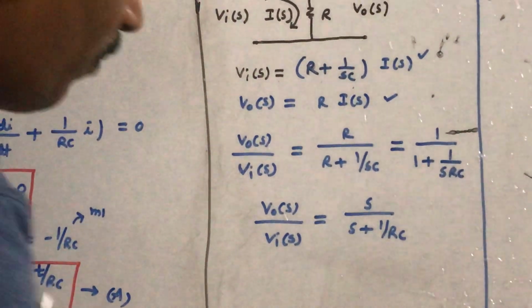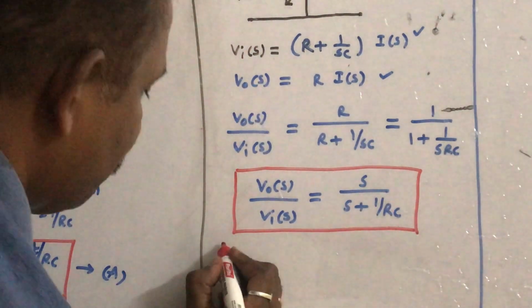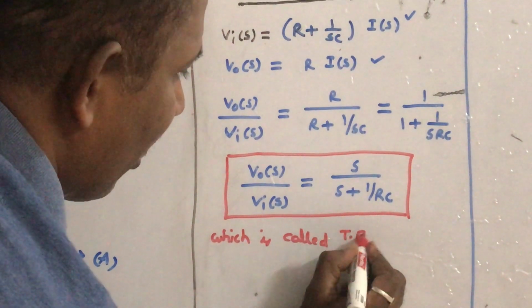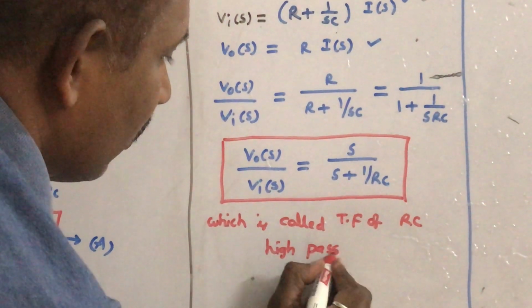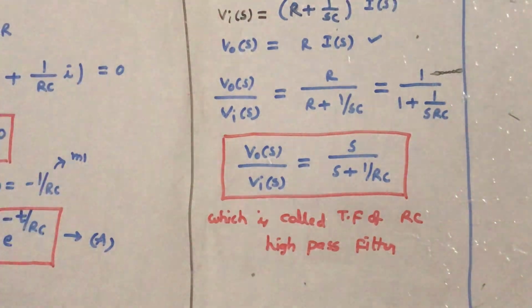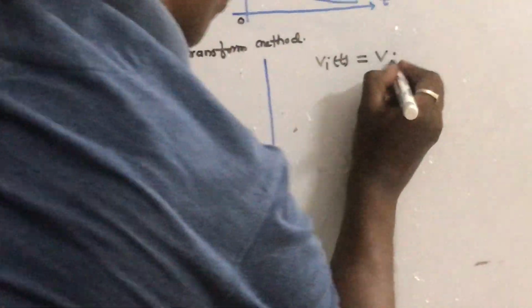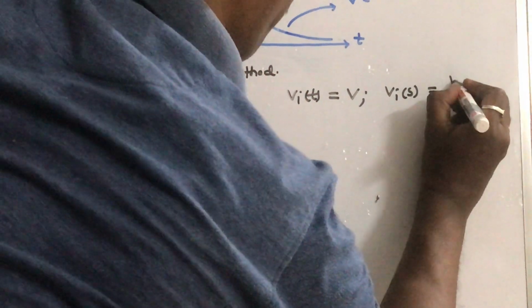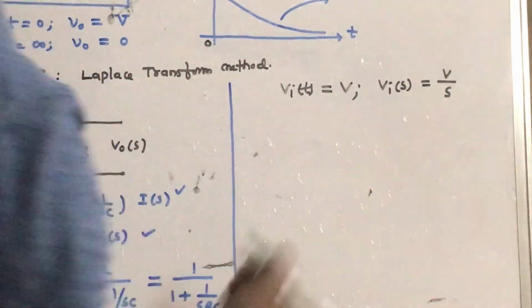This is a very important expression, which is called the transfer function of the RC high pass filter. Now, what is VA of t? VA of t is equal to V. If you take the Laplace transform of a constant, what is VA of s? VA of s will become V by s. The Laplace transform of 1 is 1 by s, so the Laplace transform of V is V by s.